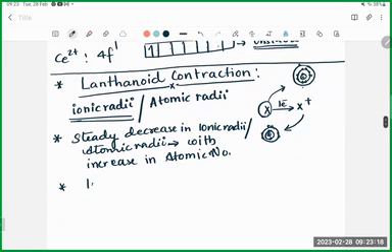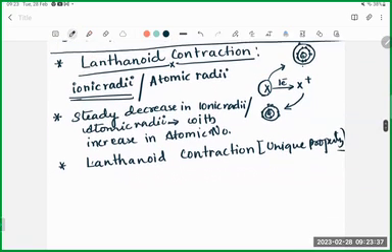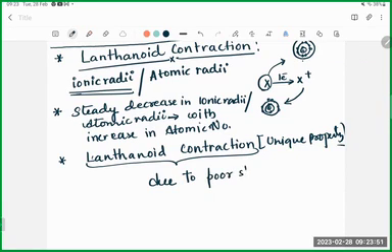Why is that so? This is called lanthanoid contraction, due to which it is showing a decrease. And this is a unique property. It is a unique property that other elements do not have. So why does this contraction occur? What is the basic reason behind the contraction? Let me tell you, this is due to the poor shielding effect of electrons. Are you understanding poor shielding?